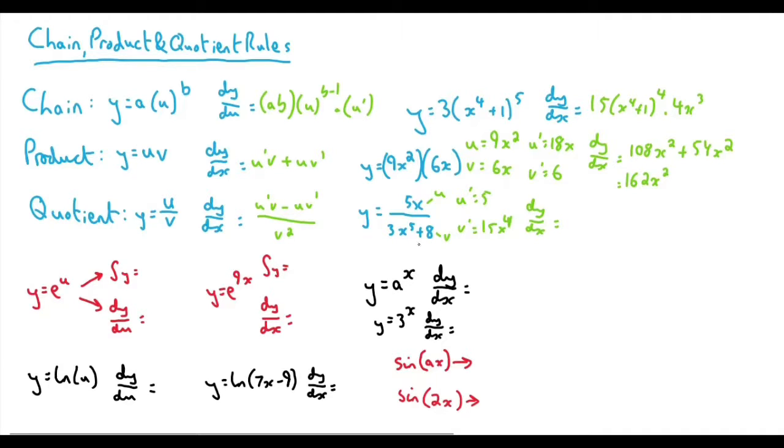Combining these and plugging them into the equation, you therefore get dy over dx being u dash v, so this times this, that's going to be 15x to the 5 plus 40, then minus from that uv dash, so this times this, that's going to be 75x to the power of 5. This will all be over 3x to the power of 5 plus 8 squared.